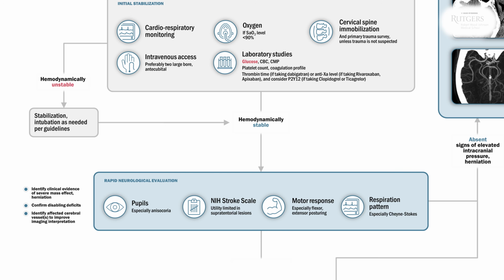Motor responses are part of the NIH stroke scale, but specifically in a comatose patient, observe for posturing. And finally, speaking of comatose patients, have a quick second look at that respiratory pattern, especially if the patient's intubated. Like anisocoria and posturing, Cheyne-Stokes respirations, hyperventilation followed by periods of apnea, could be a sign of a structural lesion in the diencephalon or the brainstem.